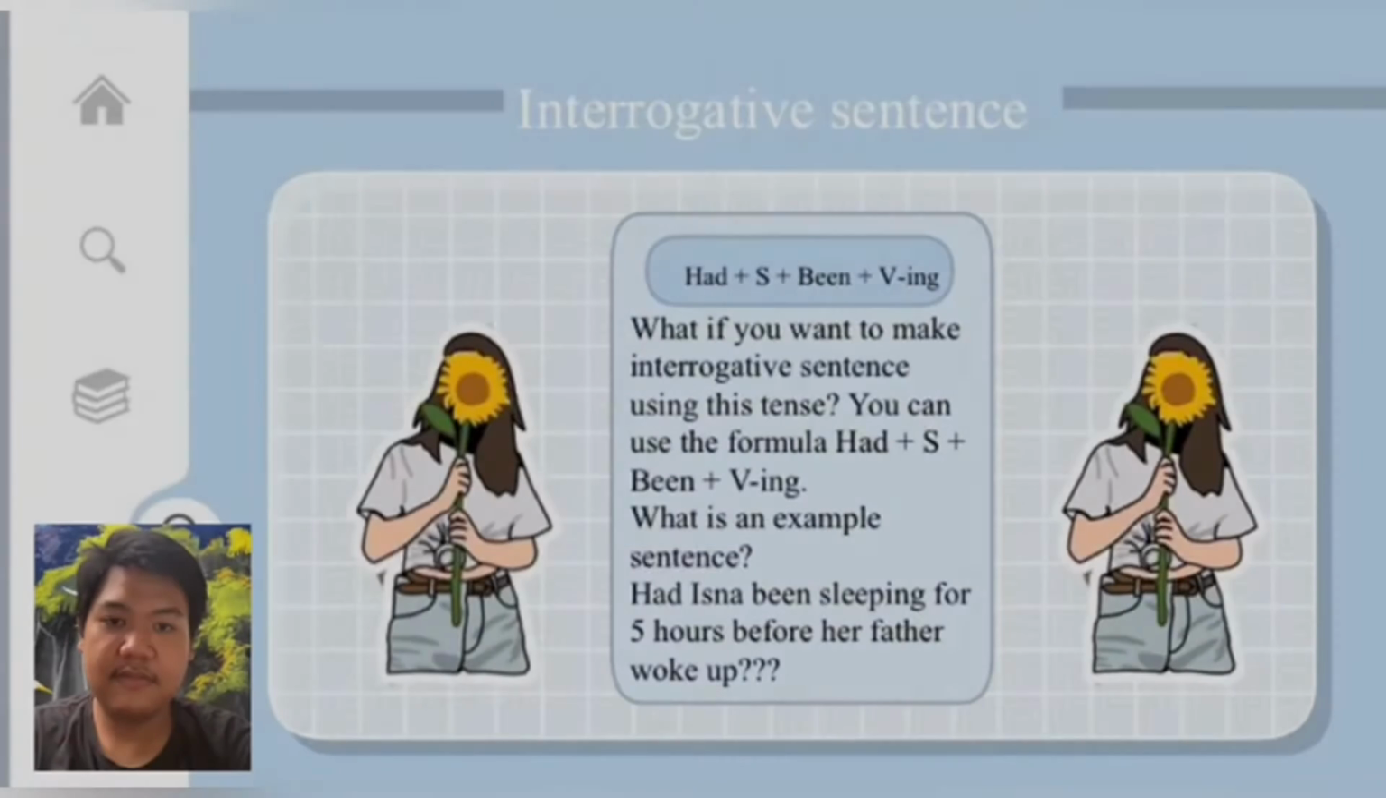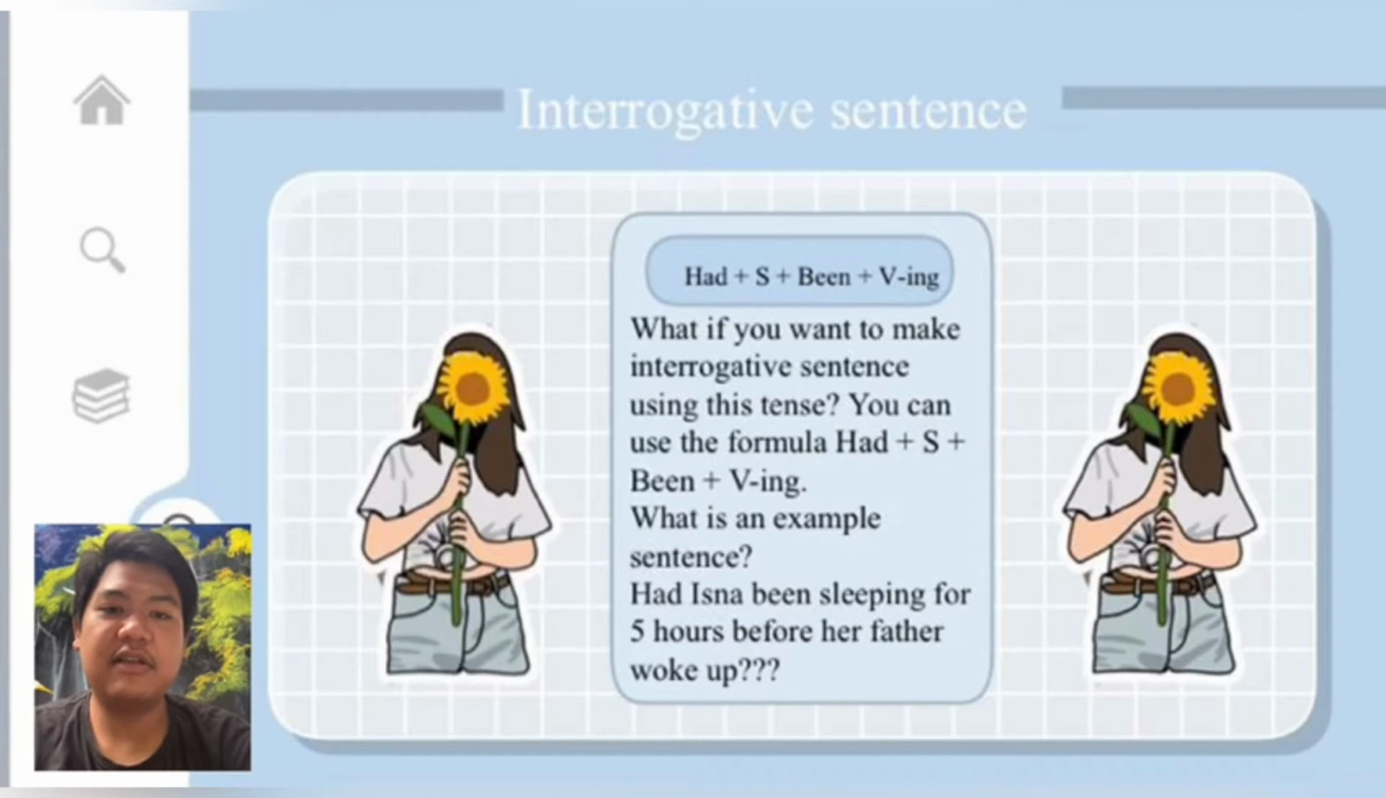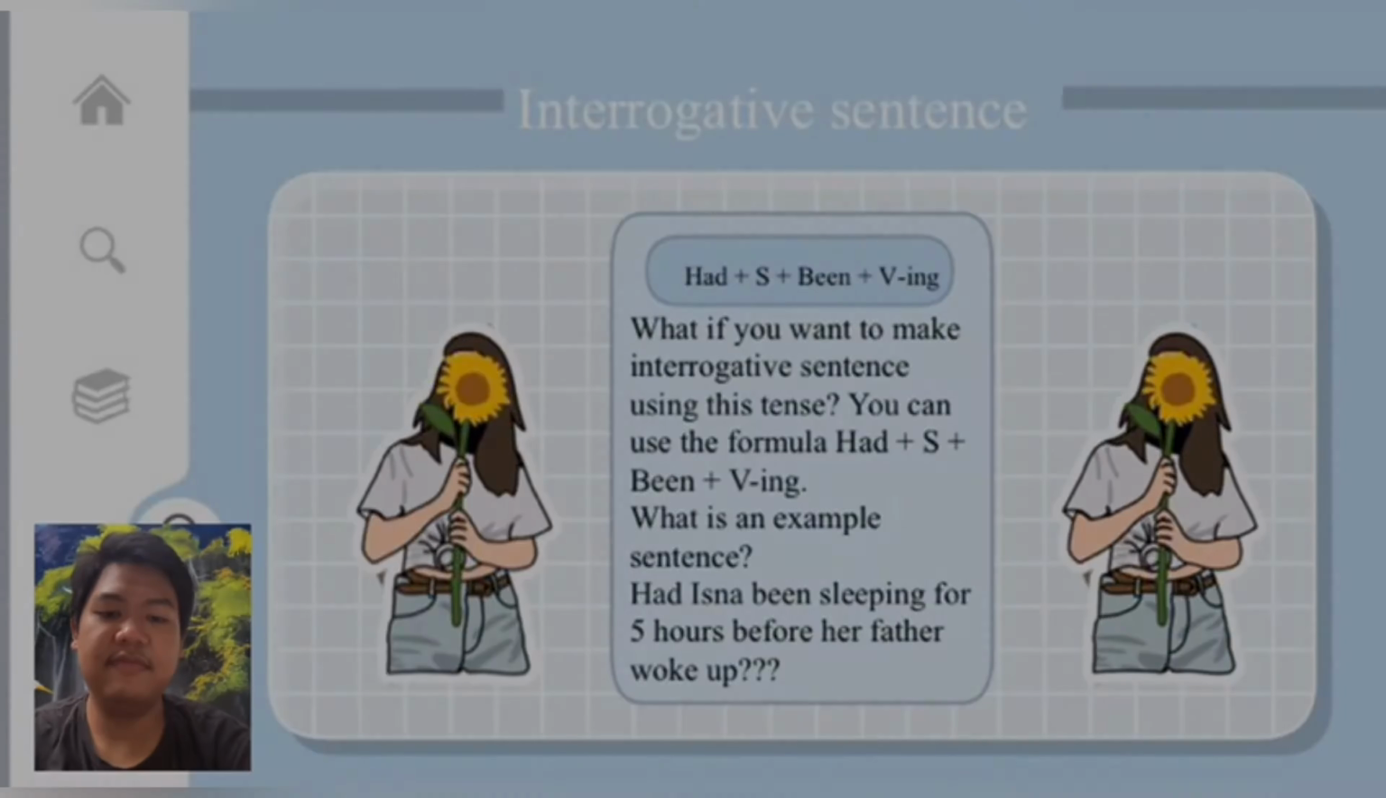Thank you. Now I'm going to continue the material about the interrogative sentence. What if you want to make an interrogative sentence using this tense? You can use the formula had plus subject plus been plus verb ing. And what is an example sentence? Had Isna been sleeping for 5 hours before her father woke up? That's all from me. Thank you.